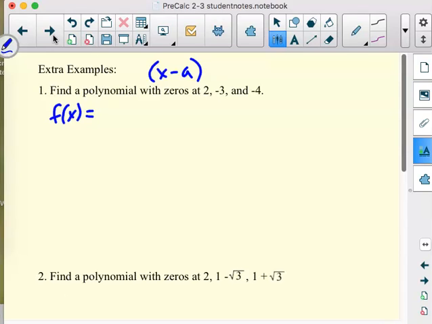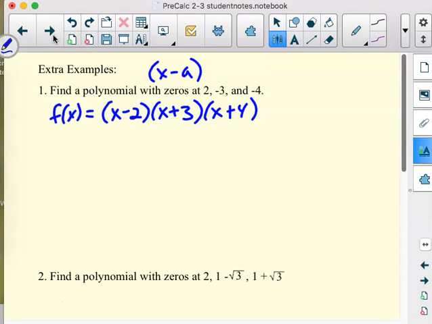We want zeros of 2. Well, that had to come from x minus 2 as a factor, because again, those were the zeros, and 2 minus 2 would give you 0. And then it had to be x plus 3 in order to give me the negative 3. And then it had to be x plus 4 to give me the negative 4. Now, notice there's a lot of space here. So we are not done.